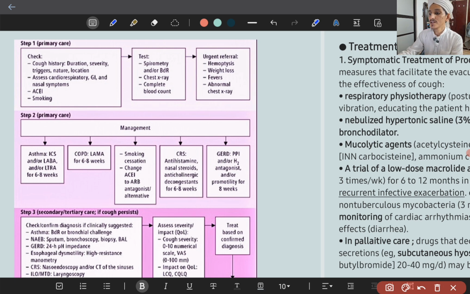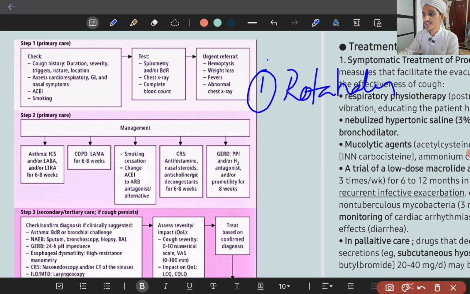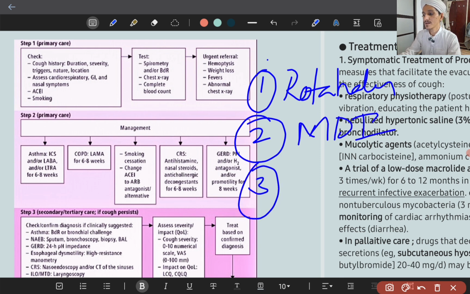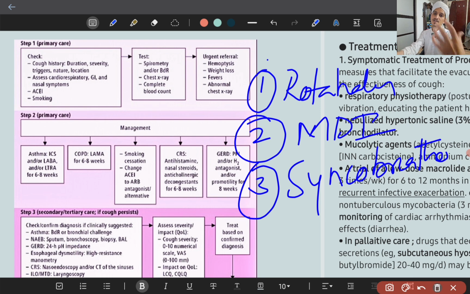For asthma, inhalers are available in 3 forms. Number 1 is Rotahaler. To know more about this, you go and search on Google. You will find what is Rotahaler and how it works. Second is multi-dose inhaler. Third is Synchrobreathe. So these three you will use in case of asthma to deliver the inhalational corticosteroid.